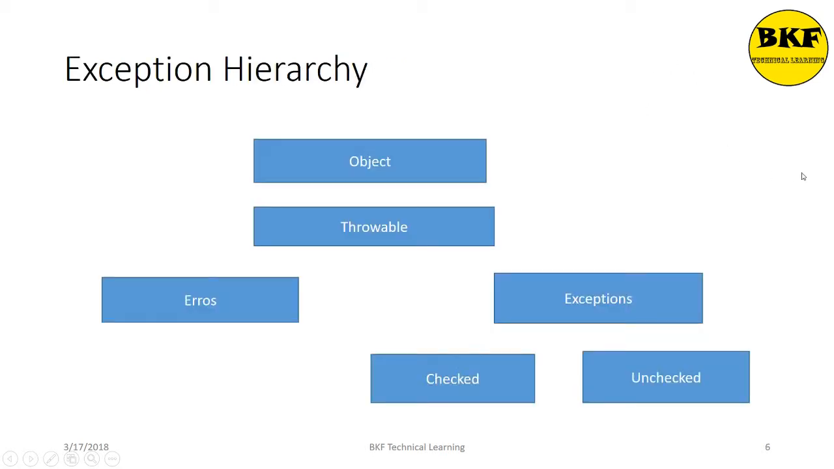Okay, now let's see the exception hierarchy. There's a Throwable class which extends from the Object class. Then this Throwable gives rise to Errors and Exceptions. Now in Exceptions we have checked and unchecked exceptions, which we have already seen.